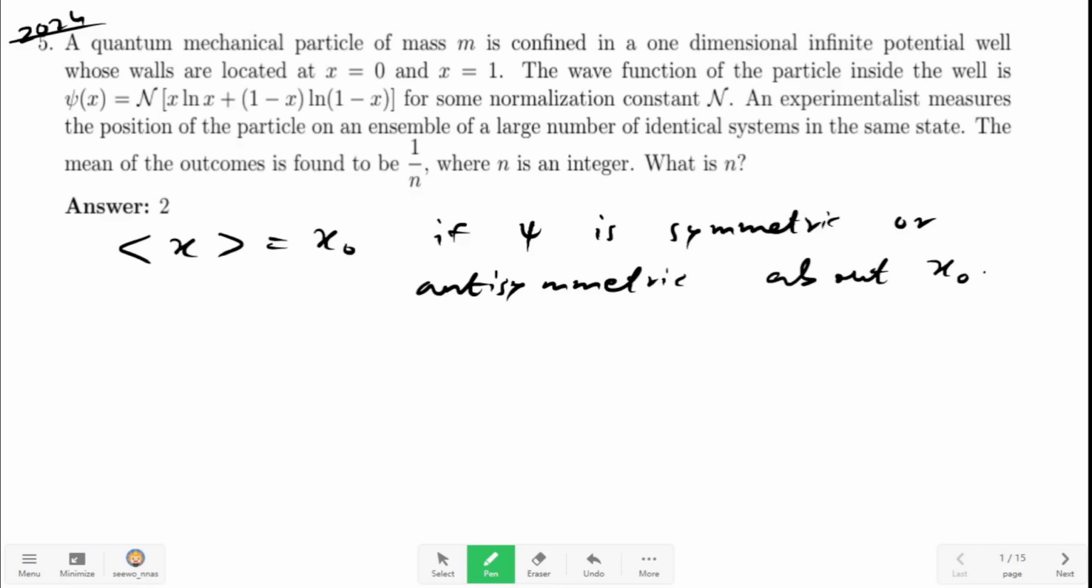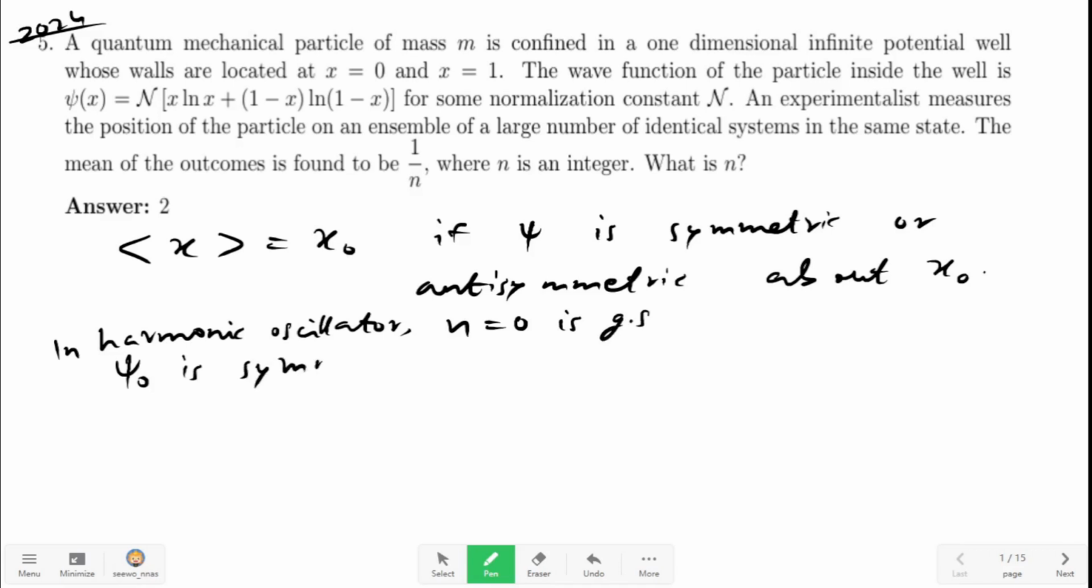In the case of a harmonic oscillator, the ground state wave function psi naught, where n starts from 0, so n equal to 0 is the ground state, psi 0 is symmetric about x equal to 0, and when you find the expectation value of the position operator with respect to the ground state, you see that it is coming out to be 0.